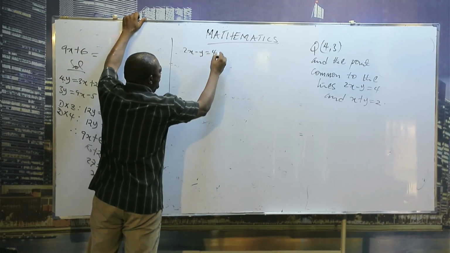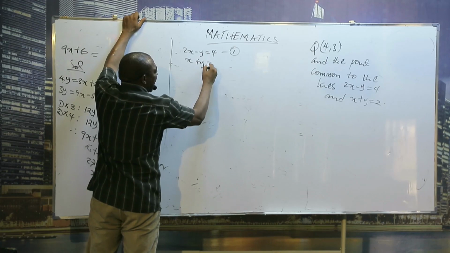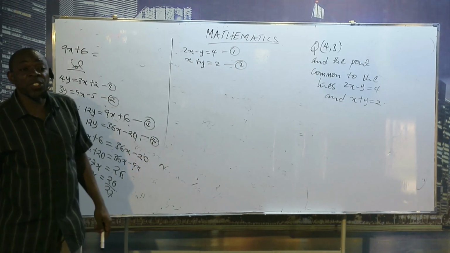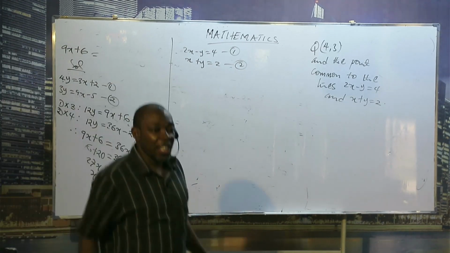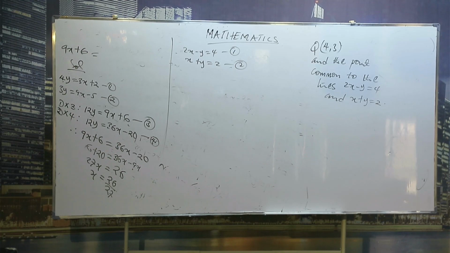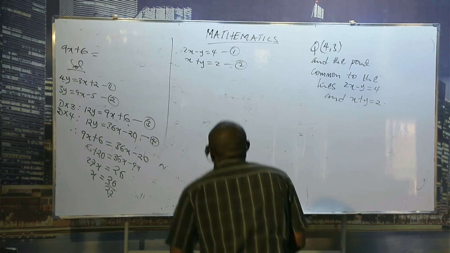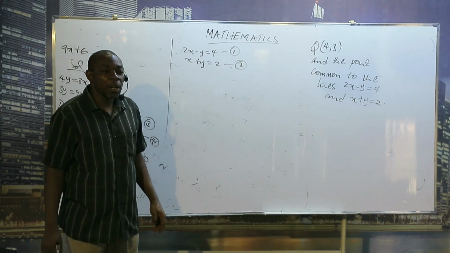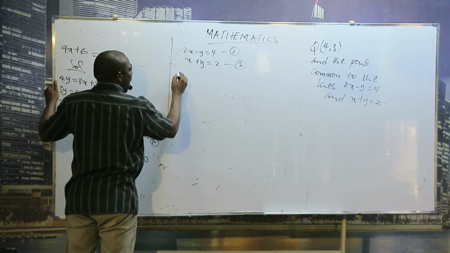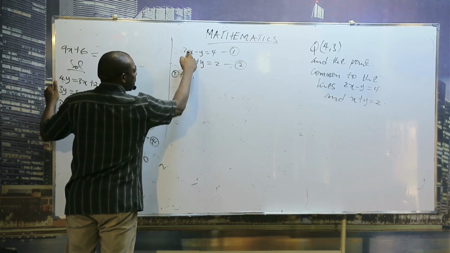2x minus y is 4, equation 1. x plus y is 2, equation 2. Is it balanced? It's balanced in y. Ruby said it is balanced in y. So what sign are we going to use? We add, because minus y plus y gives us zero. So I'm adding equation 1 plus equation 2.